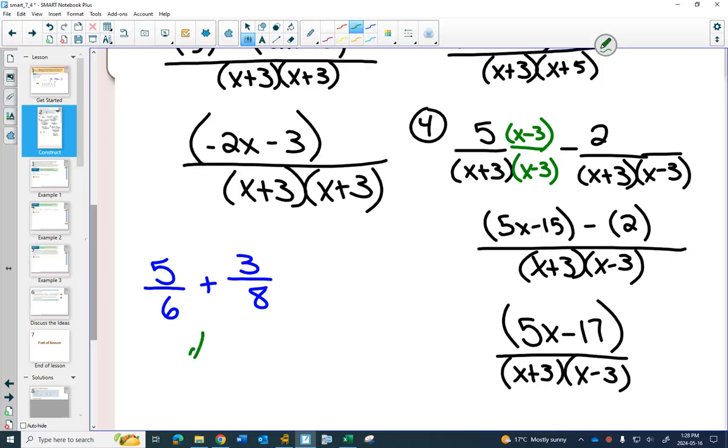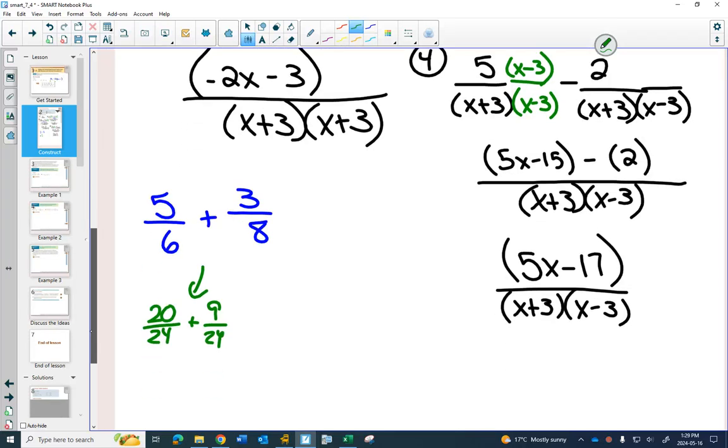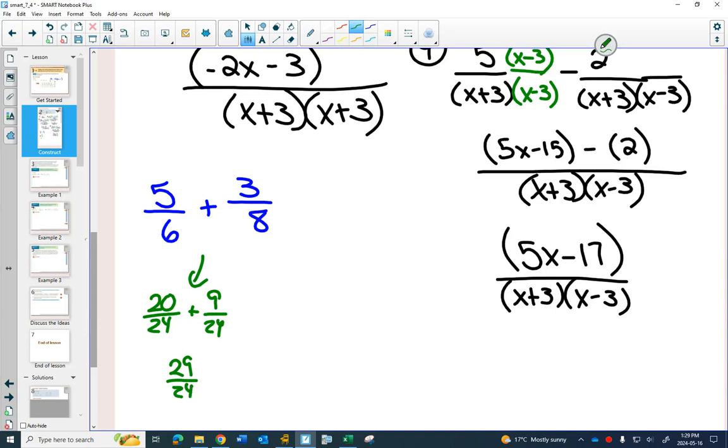That would get you to, in green here, multiply 4 over 4, that would be 20 over 24, plus multiply 3, 9 over 24. We would get a final answer of 29 over 24. Sound good? Okay. If you chose, and I'll do it in purple, if you multiplied and got a common denominator of 48, you would have had 40 over 48 plus 18 over 48, which would give you 58 over 48.